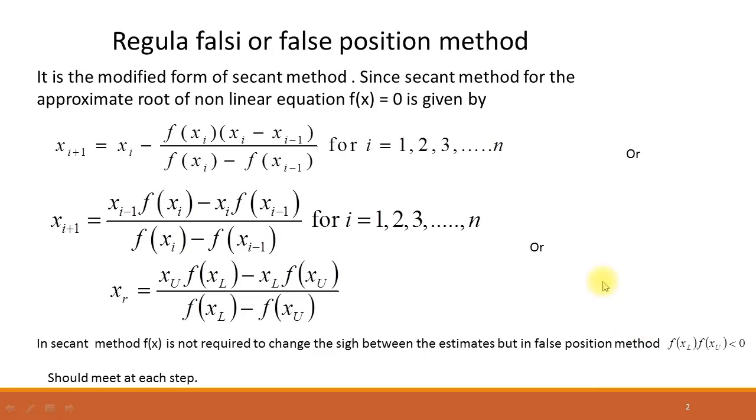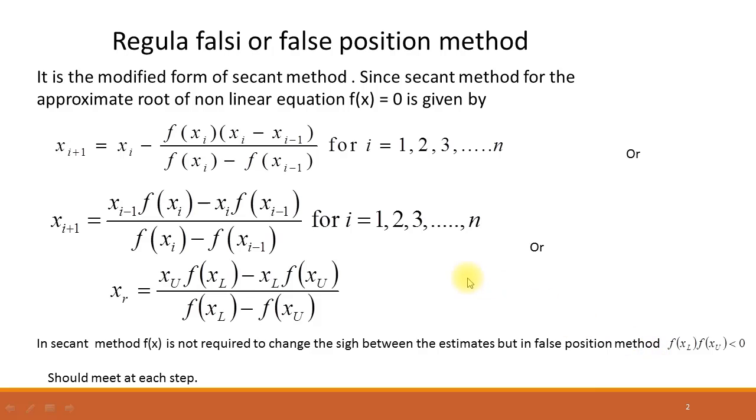For example, we choose two roots x0 and x1. Then for the regula falsi method, the sign of the function at the two roots will be opposite. That is, f(x_l) times f(x_u) is less than 0. This expression means that the product of the function values at these two roots is less than 0, which means that the function has opposite signs on these two roots.